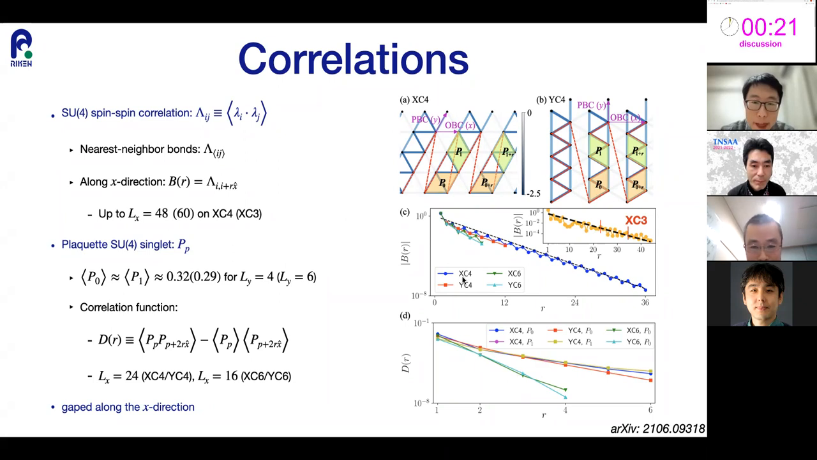Yes, this behavior is smooth. It's consistent with the size. So in our calculation, there isn't any singularity when you push the size. Yes.